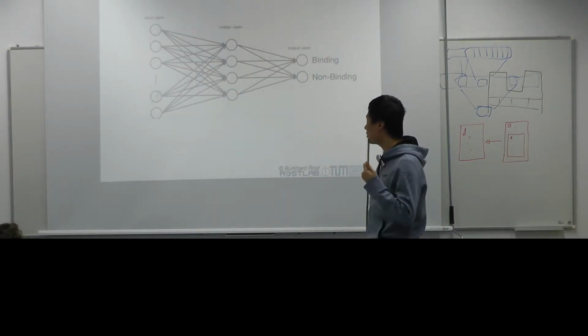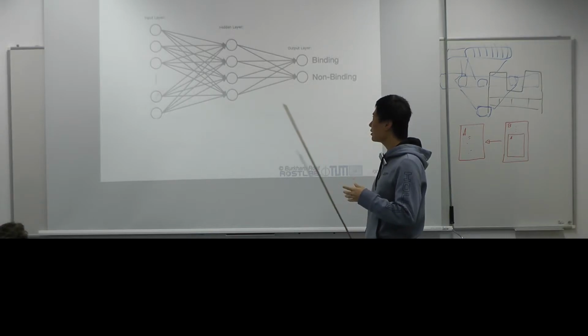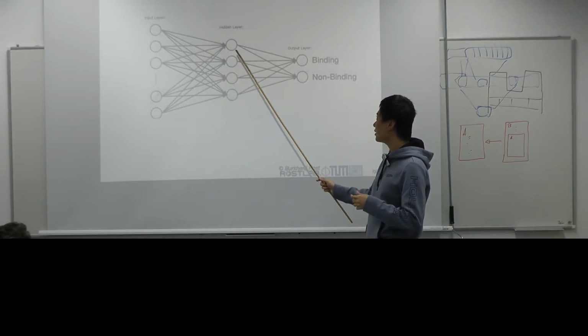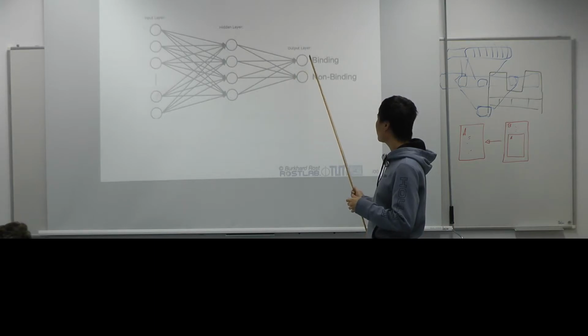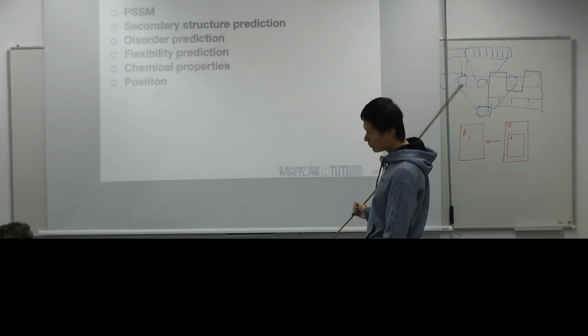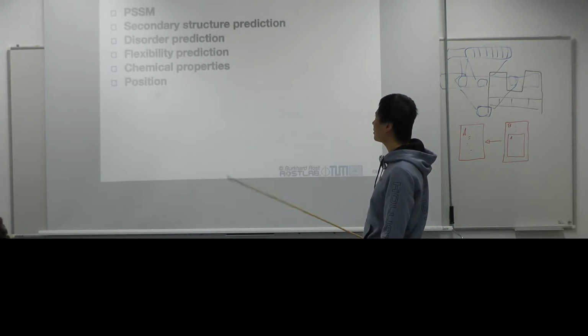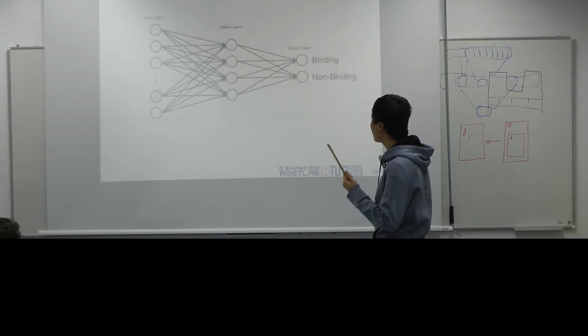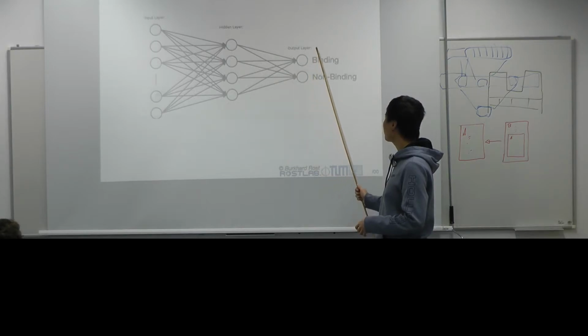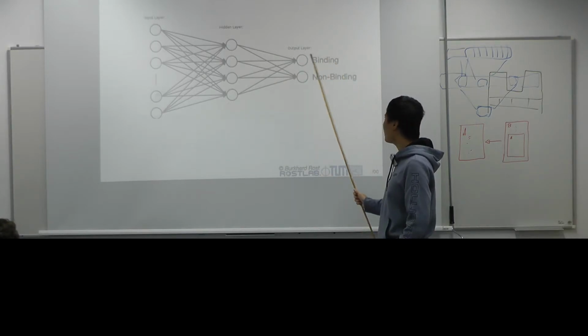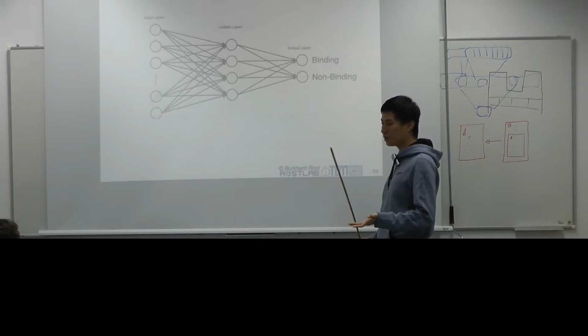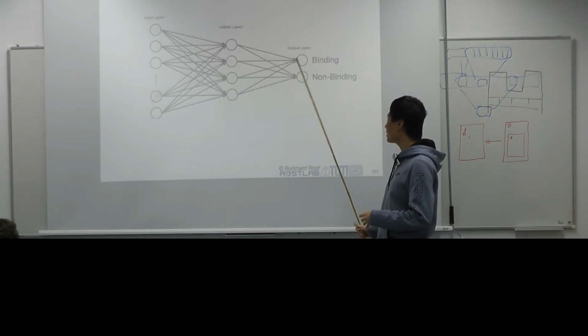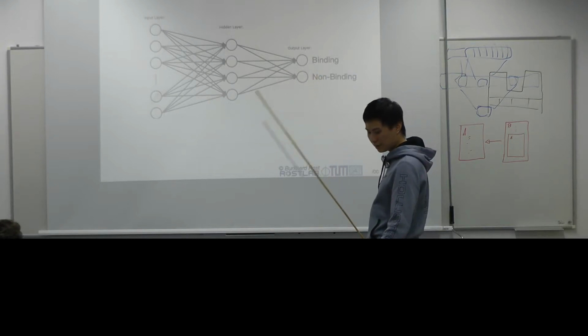In per-residue level prediction, I used a typical neural network. It has the input layer, a hidden layer, and an output layer with two nodes, one for binding and one for non-binding. The features I used include the PSSM, the profile, the secondary structure prediction, or chemical properties. Normally the final prediction is driven by the binding node minus the non-binding node. If binding minus non-binding gives you a positive value, it will be a binding prediction. If it gives you a negative value, it should be a non-binding prediction.